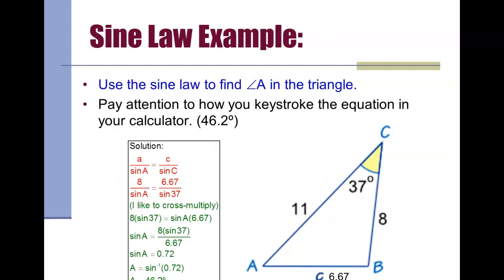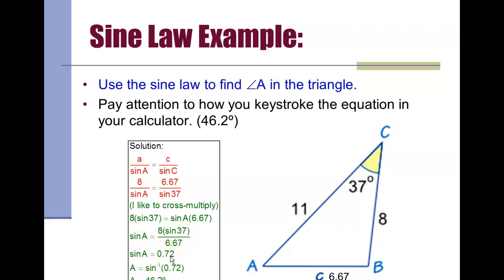All right, look at my solution. It's going a little bit off the screen here, I see. But I set up my A stuff and my C stuff, plugged in my stuff. I then cross multiplied, so you can see I took 8 times sine of 37 equals sine of A times 6.67. And then I divided both sides by 6.67. And sine of A equals 0.72.